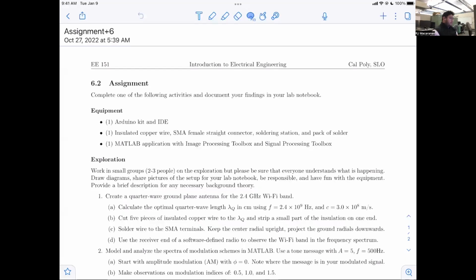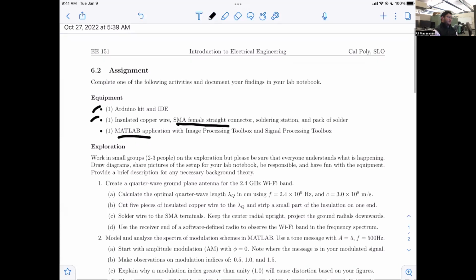In this video, we're just going to go over assignment 6 for EE 151. So here's the assignment. Today we're going to need some copper wire, our Arduino kit, copper wire, SMA connectors, and we'll talk about what that looks like, and then just MATLAB again with these two toolboxes.